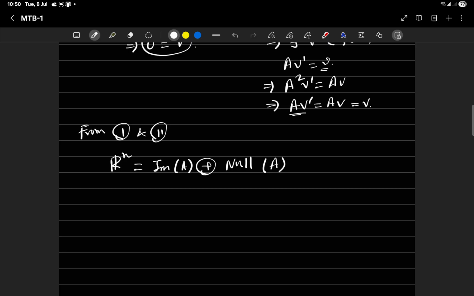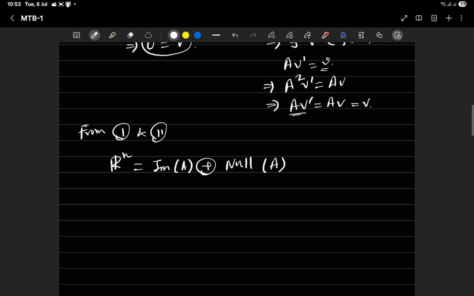So you can prove that any vector of Rn can be written in a basis of image of A and null space of A, because using their basis, if we add the number of basis elements here and here, they make up the whole space Rn.